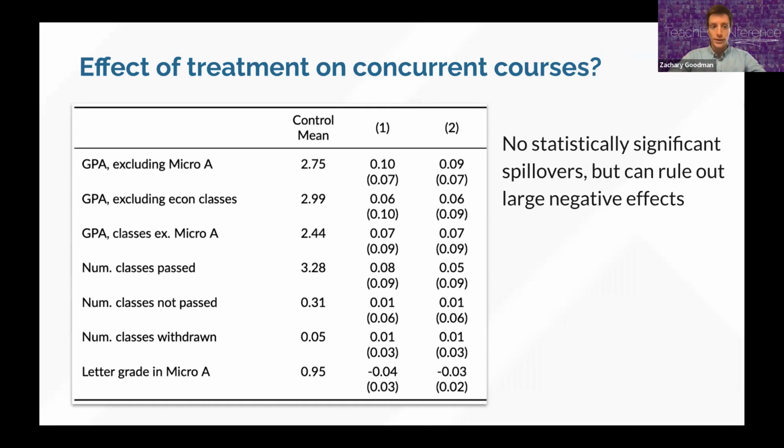And that's true regardless if we look at just econ courses excluding the current course, or all of the courses excluding the current course. It doesn't matter if you look at the number of classes passed, the number withdrawn. The only negative number here, and again, this is effectively 0, is probability of taking the current grade for a letter, as opposed to say pass-fail.